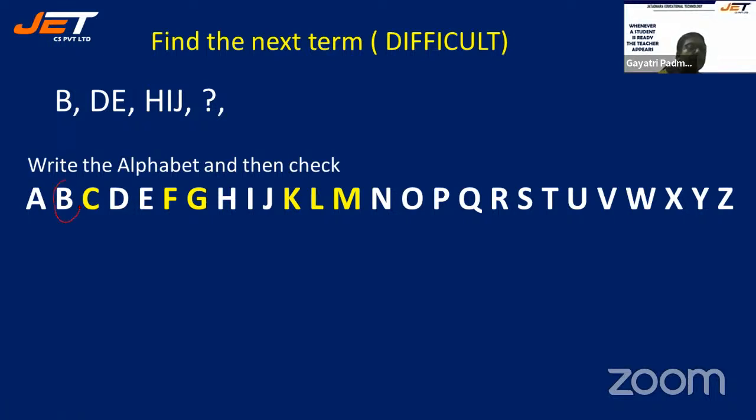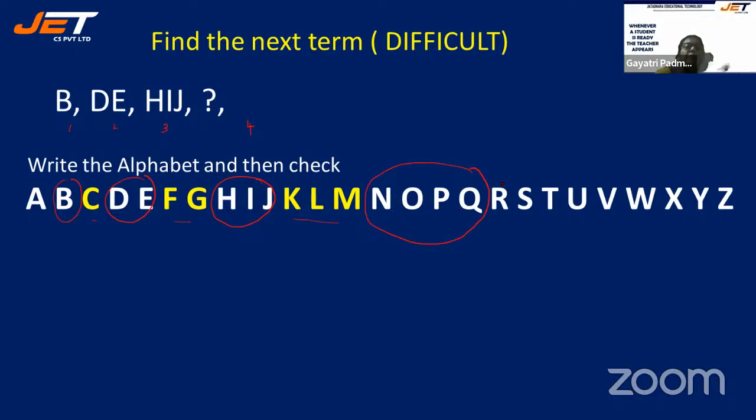So we are getting B here. After that, you're getting D. After that, you're getting HIJ. So it is increasing. See, 1 letter, 2 letters, 3 letters. So the next must be 4 letters. Am I right? So we are leaving 1, next 2, next 3. So next should be 4: NOPQ.